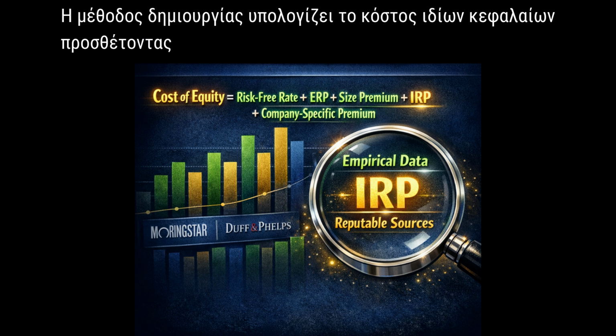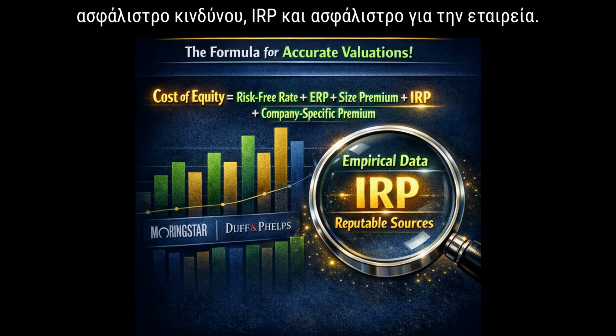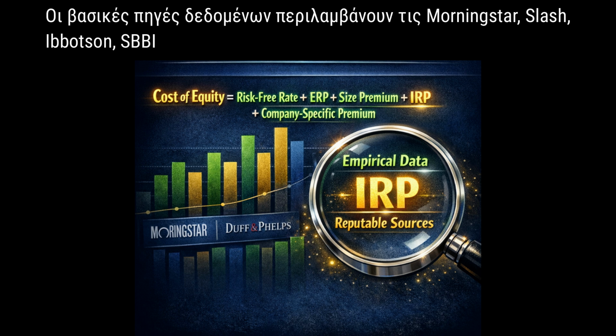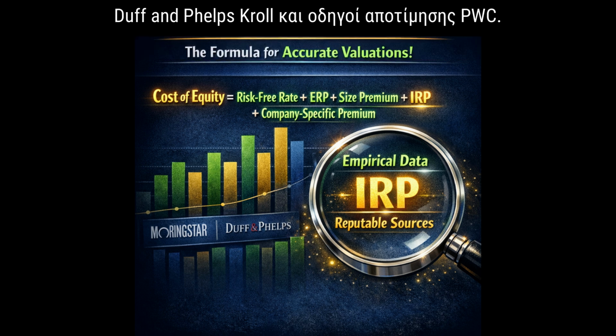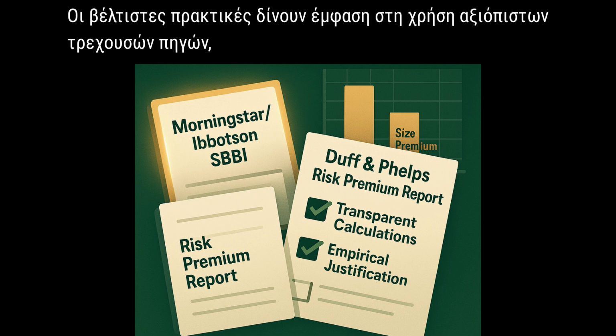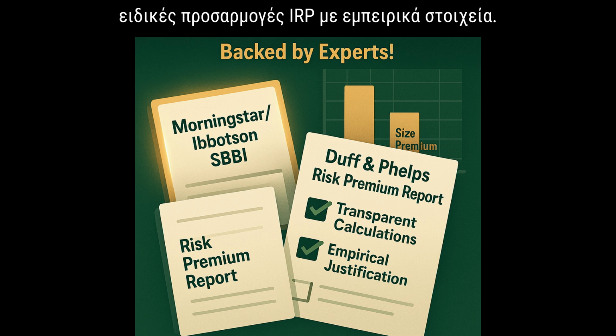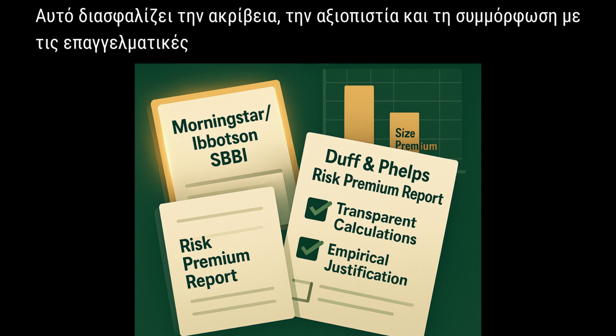Calculation methodologies and data sources. The build-up method calculates the cost of equity by adding the risk-free rate, equity risk premium, size premium, industry risk premium, IRP, and company-specific premium. Key data sources include Morningstar/Ibbotson SBBI, Duff and Phelps, Kroll, and PwC valuation guides. Best practices emphasize using reputable, current sources, clearly documenting calculations and rationale, and justifying company-specific IRP adjustments with empirical evidence. This ensures accuracy, credibility, and compliance with professional standards.